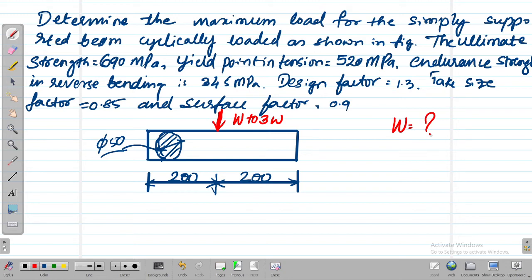I will get the value of M. Now it is a simply supported beam. Okay, so I will get the value of M: force into perpendicular distance. Now how will you get it?